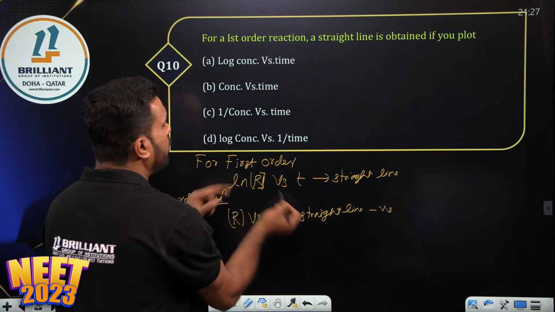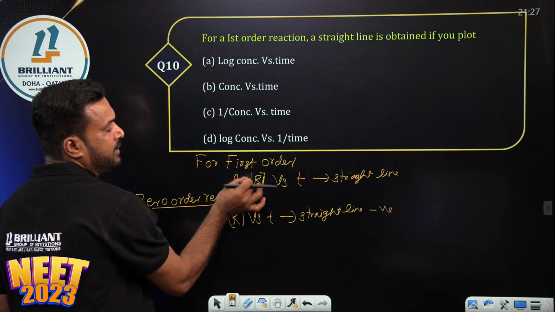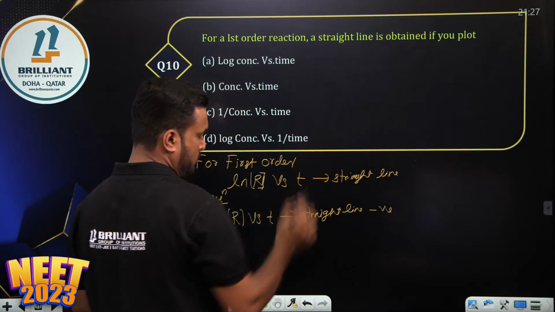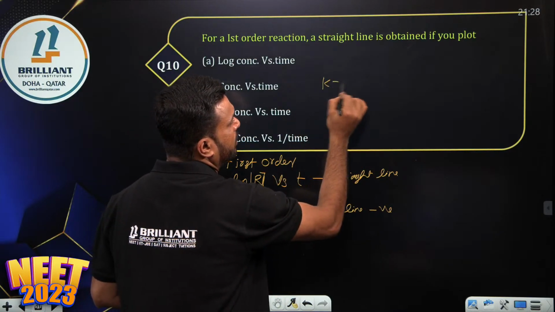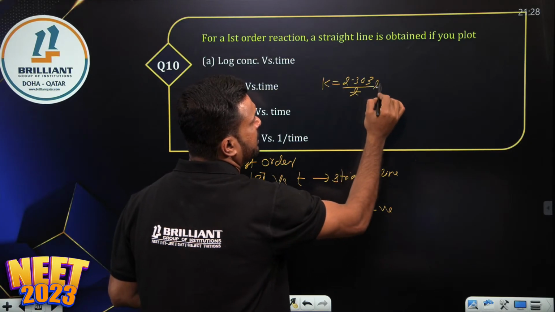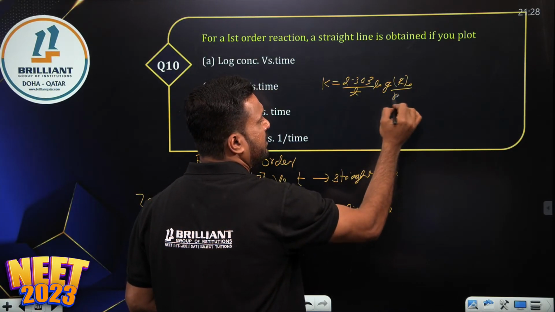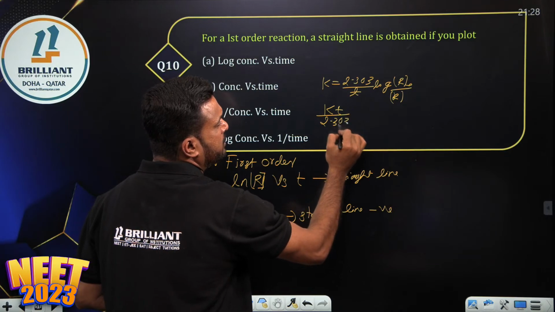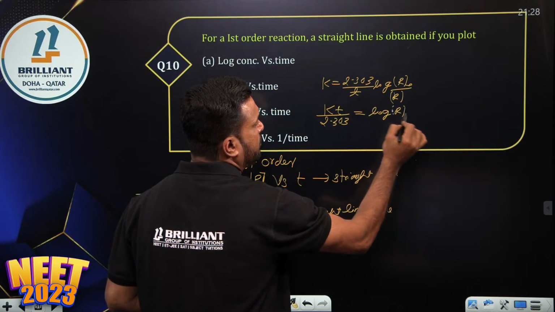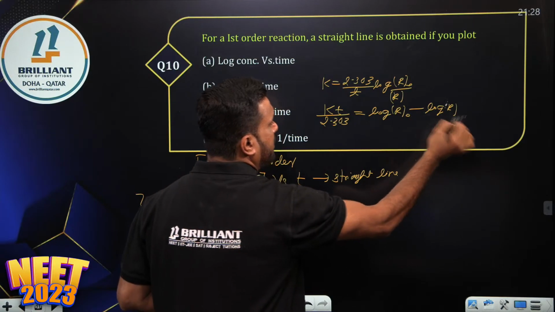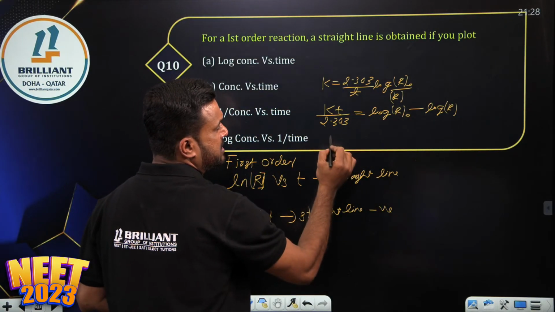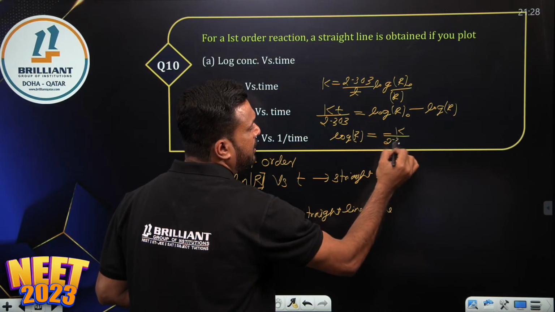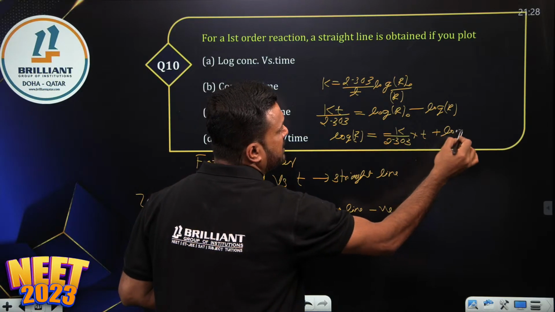So here they are asking log concentration of R. That can be ln or log, because we have an equation for first order reaction. We can write K is equal to 2.303 divided by T log concentration of R0 divided by R. When you rearrange this equation, you will get KT divided by 2.303 is equal to log R0 minus log R. So log concentration of R is equal to minus K divided by 2.303 into T plus log R0.